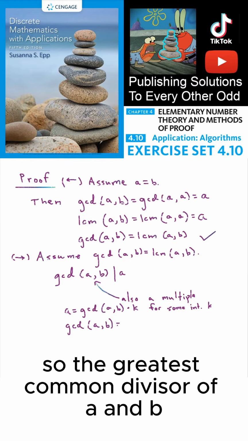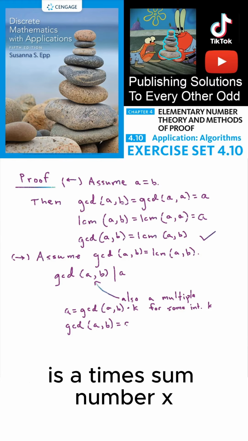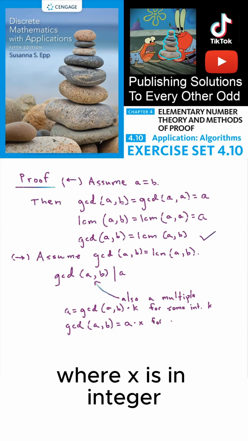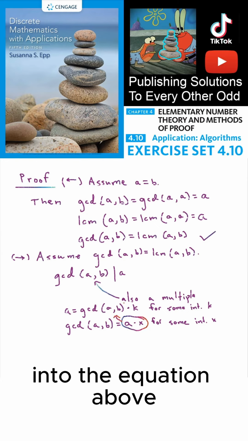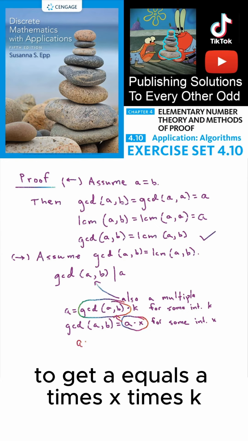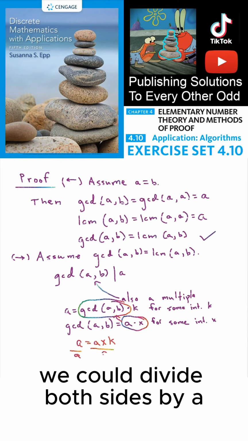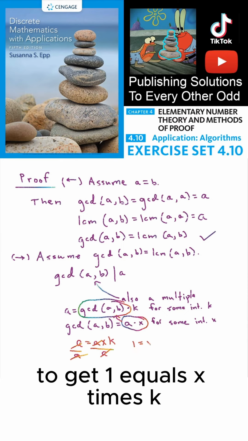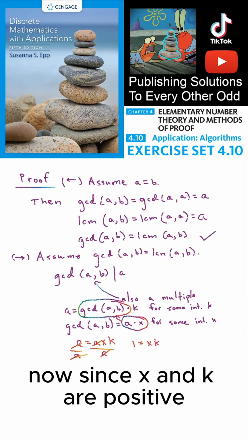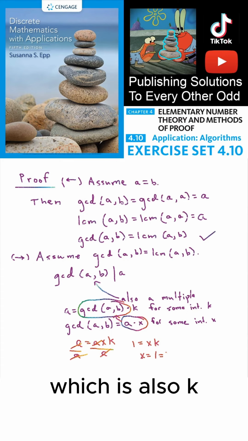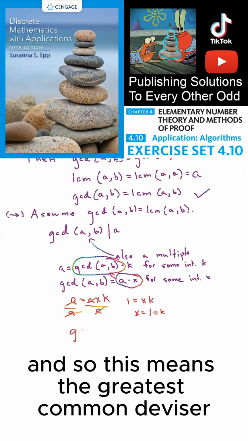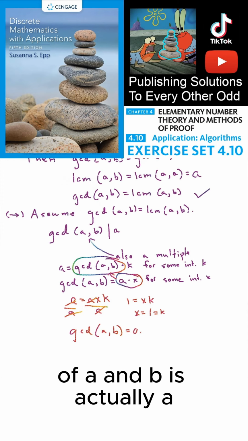multiple of a. So the greatest common divisor of a and b is a times some number x, where x is an integer. Next, we can substitute a times x into the equation above to get a equals a times x times k. We could divide both sides by a to get 1 equals x times k. Now, since x and k are positive, then that means that x equals 1, which is also k. And so this means the greatest common divisor of a and b is actually a.